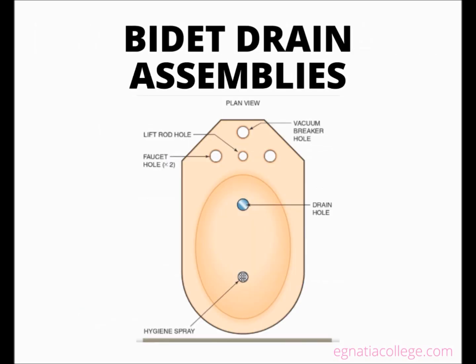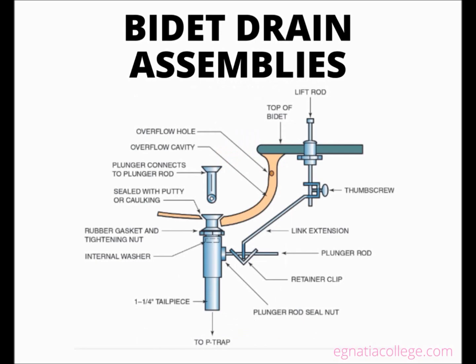Bidet drain assemblies. A linkage assembly allows a user to control the plunger with a lift rod located near the faucet. The drain assembly is sold with the faucet and matches its finish. A bidet drain assembly is similar to a lavatory pop-up assembly and uses a linkage assembly to operate the drain from above the fixture.